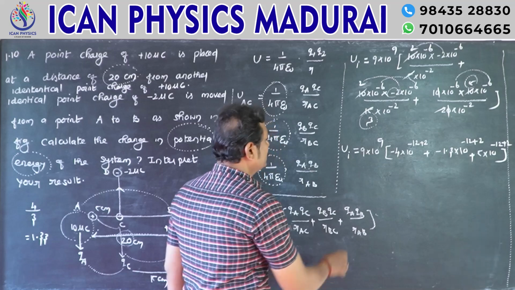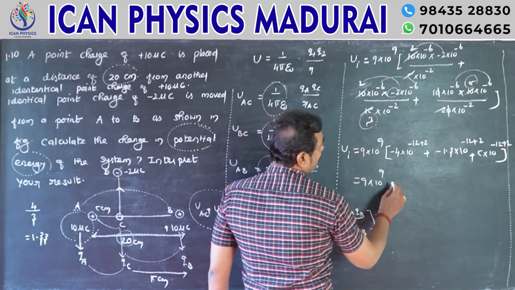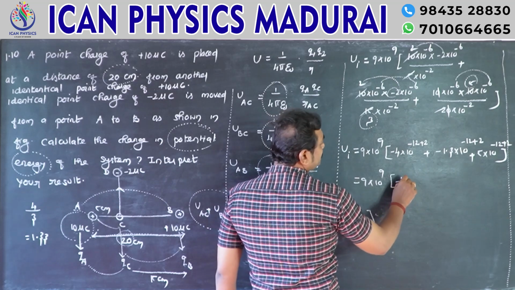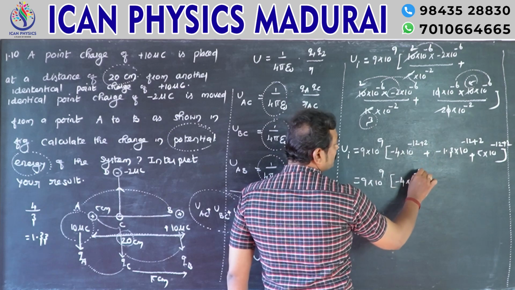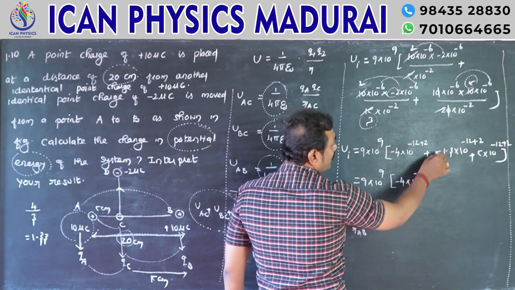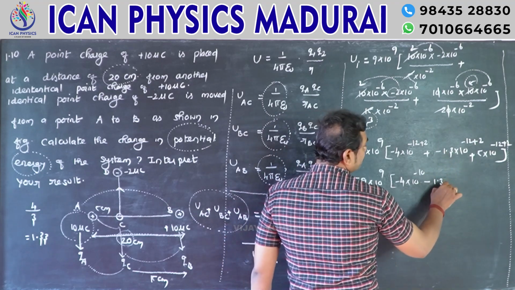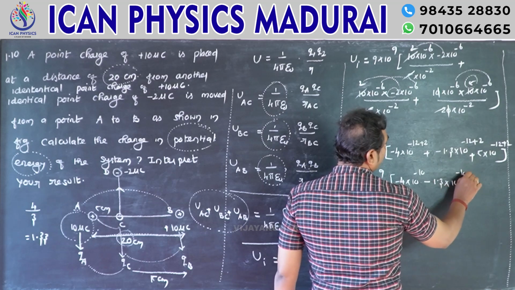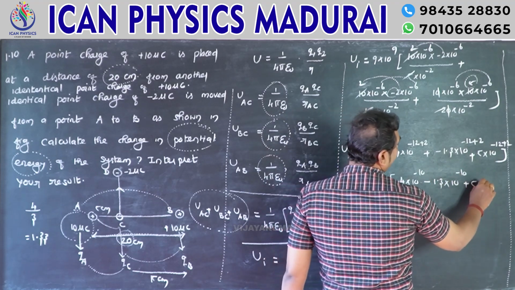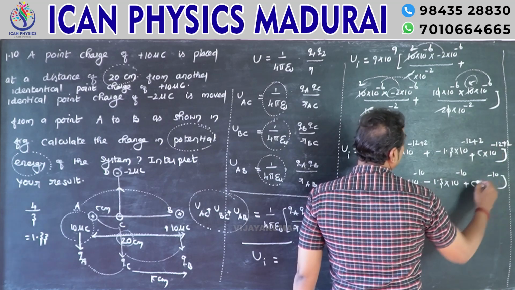Okay. Right. Now, 9 into 10 to the power 9. Okay. Now, minus 4 into 10 to the power minus 12 plus 2, minus 10. Plus into minus, minus 1.3 into 10 to the power minus 12 plus 2, minus 10. Plus 5 into 10 to the power minus 12 plus 2, minus 10.